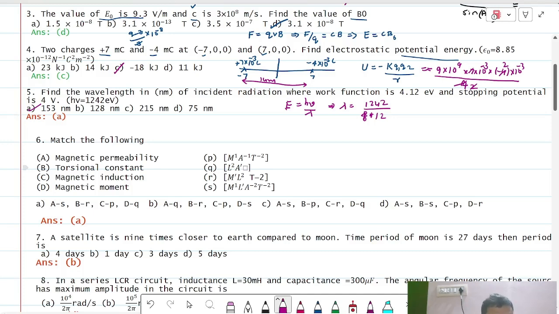And this one also, see: magnetic permeability, torsional constant, magnetic induction, magnetic momentum. Magnetic permeability means mu naught. Already yesterday B by mu naught came, right, for us. I by D formula: B by mu naught is equal to I by D. Here B naught is equal to the formula BD by I. I can go with BD by I.